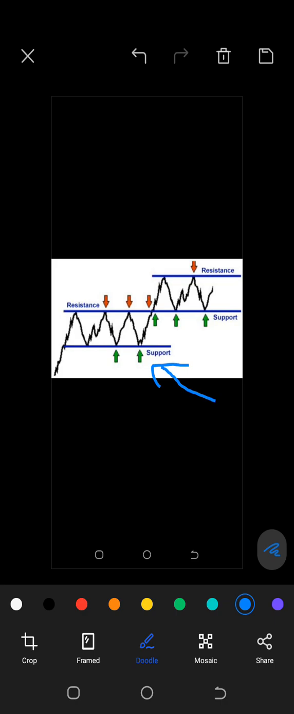So support level is a price point on the chart where the trader expects maximum demand in terms of buying into an asset. Whenever the price falls to the support line, it is likely, so as you can see, whenever the price falls to the support line, it is likely to bounce back. The support level is always below the current market price.